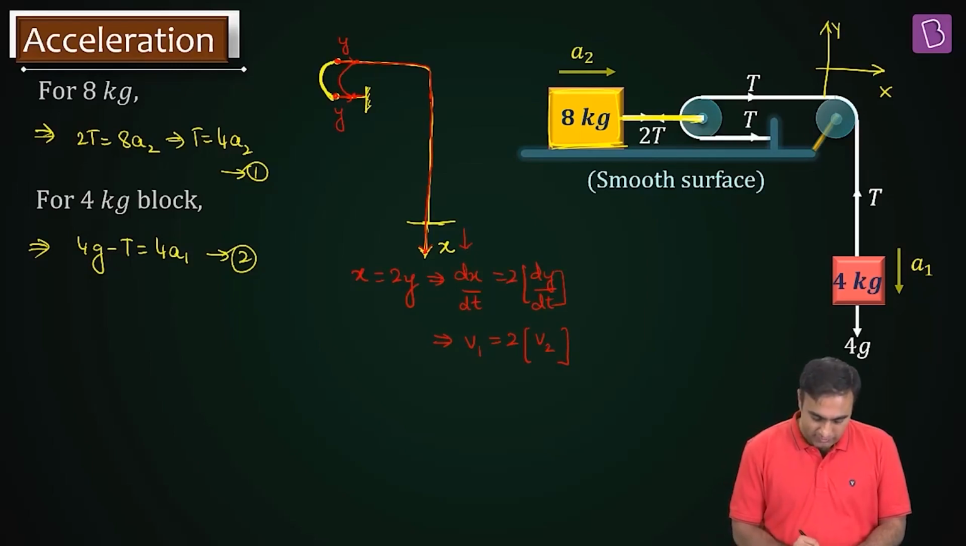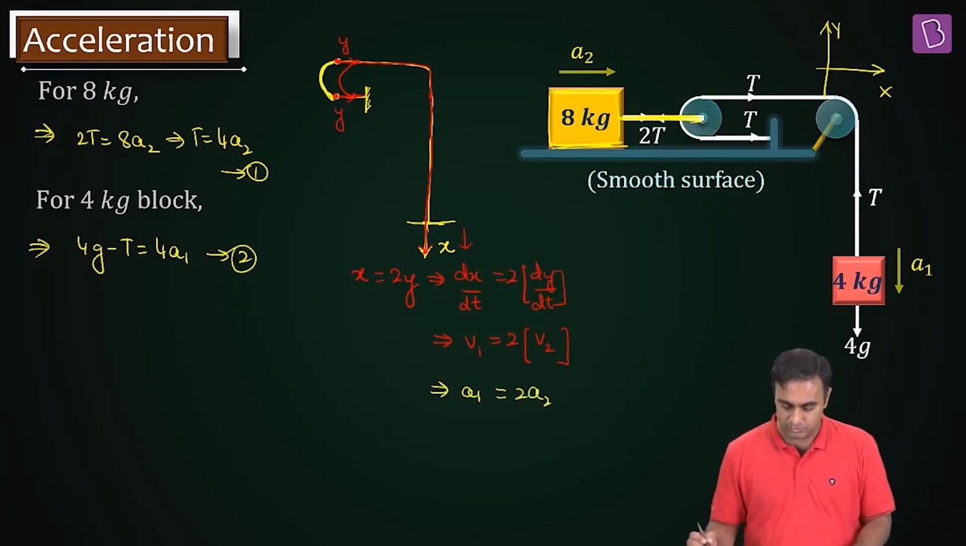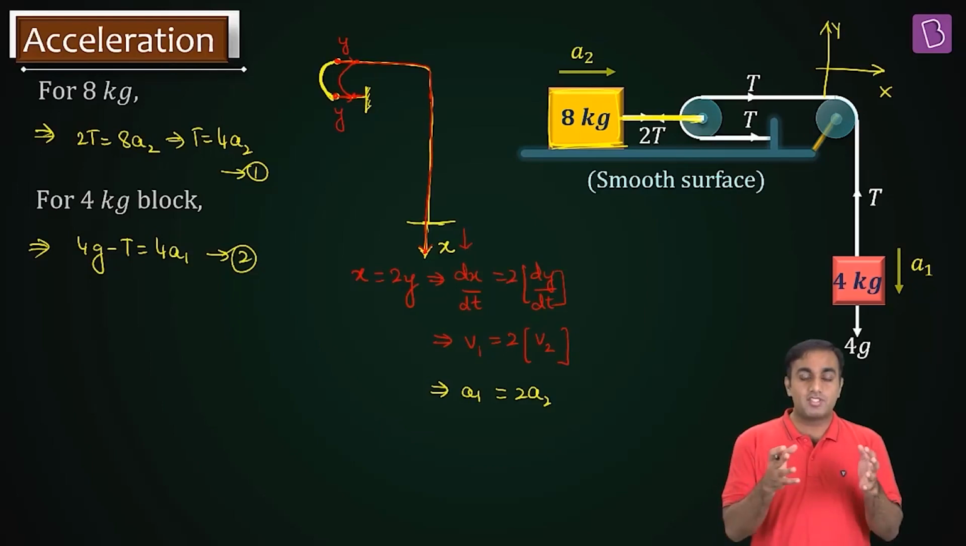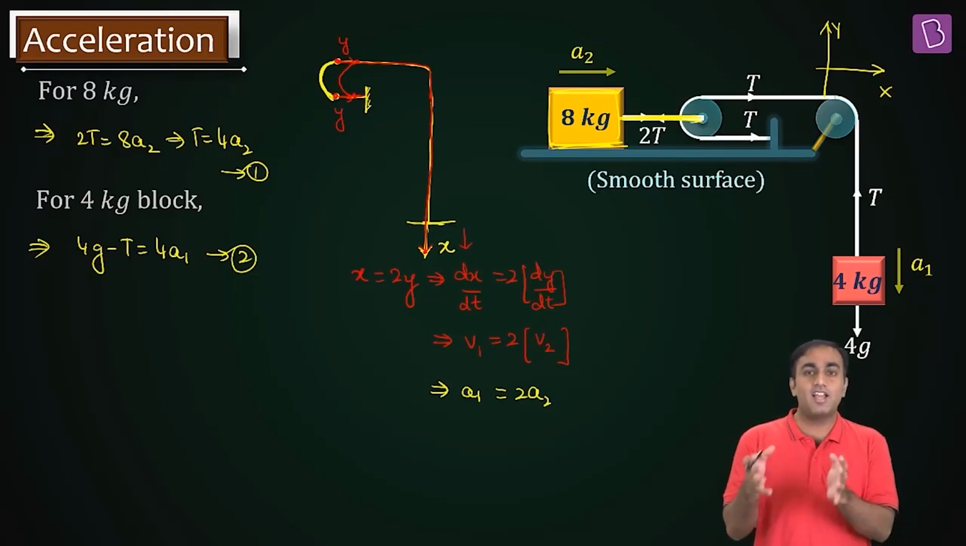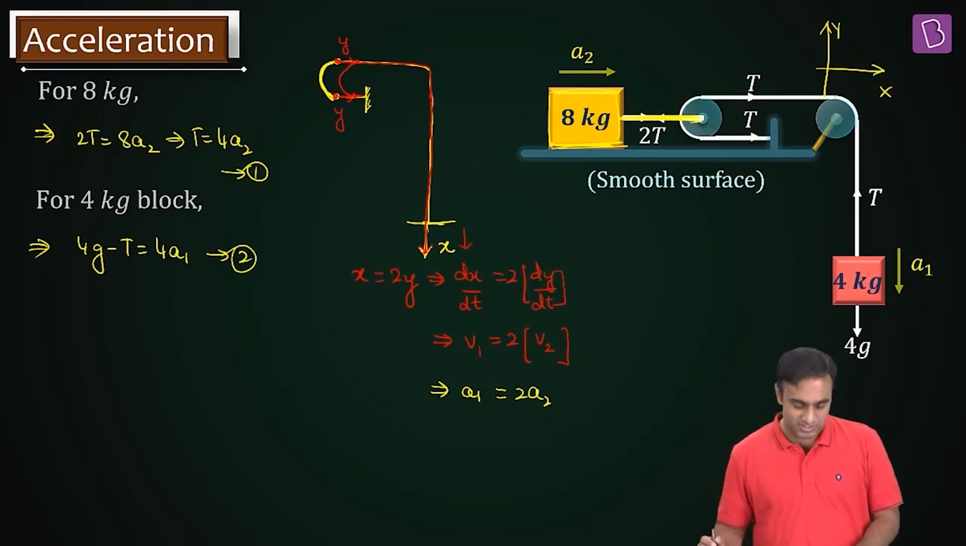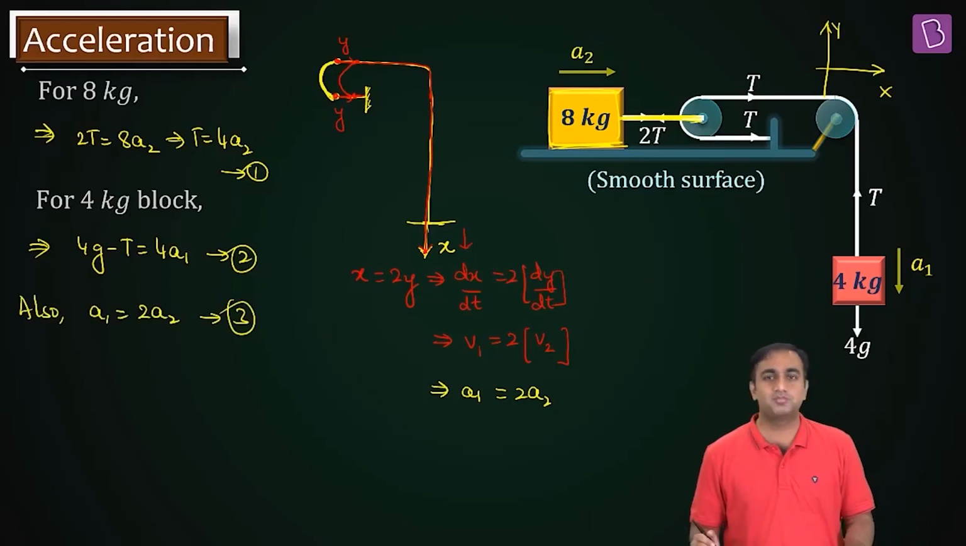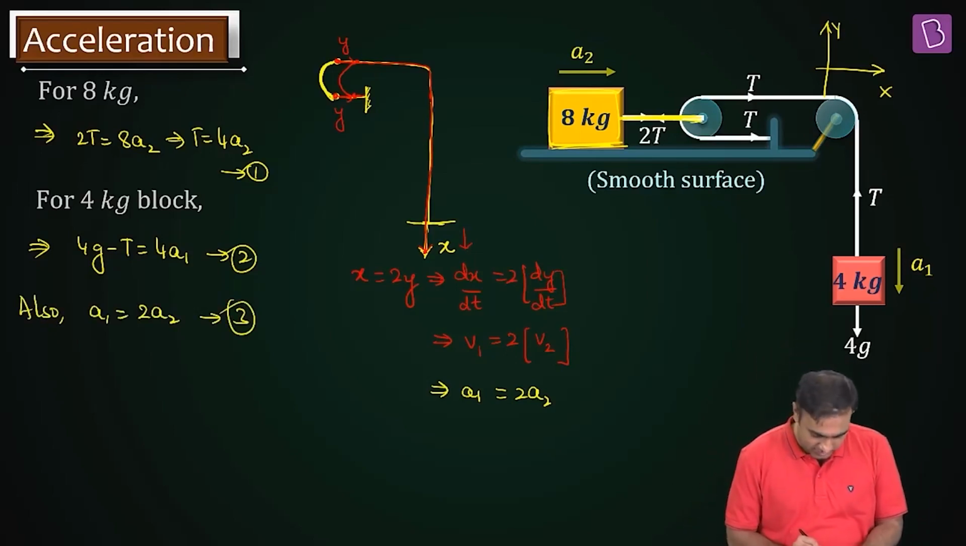Now, differentiate it once more and you get the acceleration. You get a1 is equal to 2 times a2. a1 is the acceleration of the 4 kg block and a2 is the acceleration of the 8 kg block. Finally, we have got the third equation. What is the third equation? a1 equals 2 times a2. Call this equation number 3. Let's clear this.